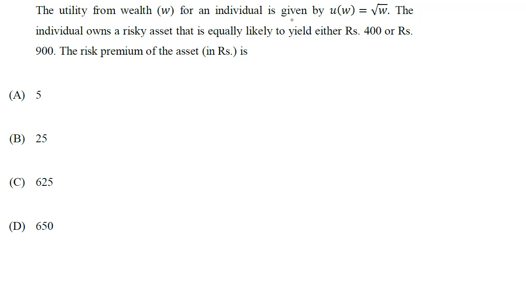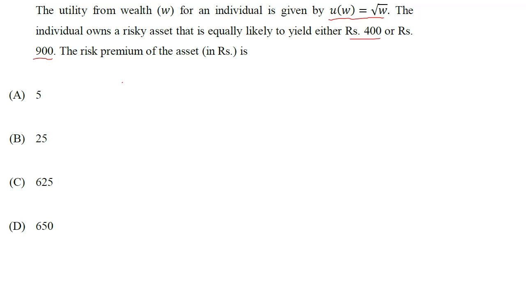The utility of wealth for an individual is given by U(W) equals root W. The individual owns a risky asset that is equally likely to yield rupees 400 or 900. The risk premium of the asset is, and we've been given different options. All right, and the first thing we need to calculate is the expected wealth.